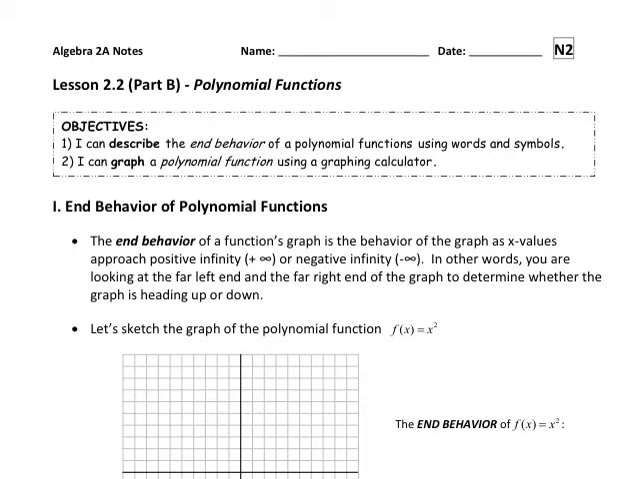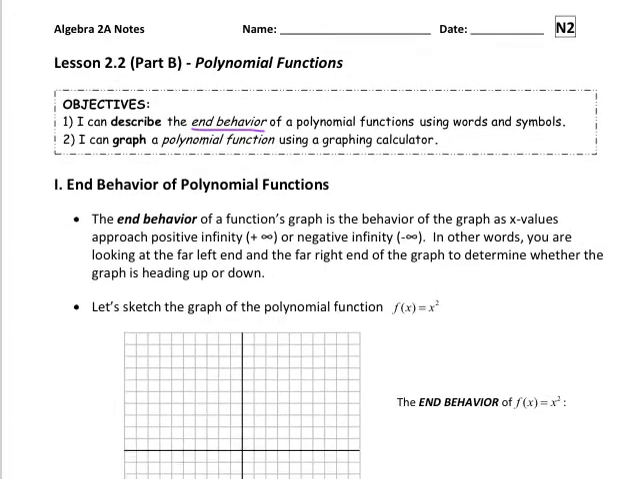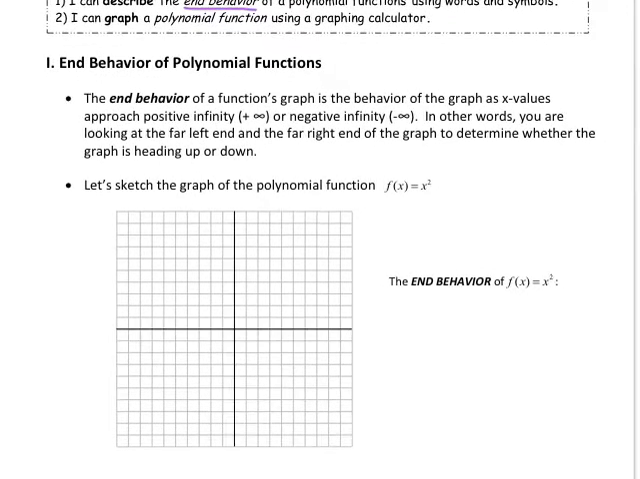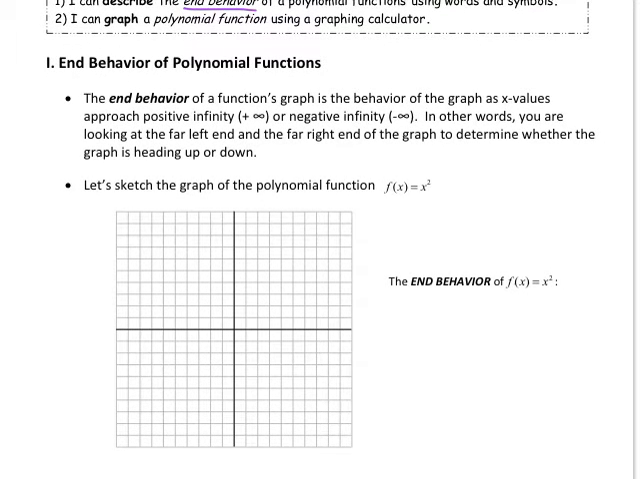This video is for Lesson 2.2 Part B, and the two objectives for this lesson are being able to describe the end behavior of a polynomial function using words and symbols, and also being able to graph a polynomial function using a graphing calculator. And the first thing we're going to do is take a look at what end behavior really means.